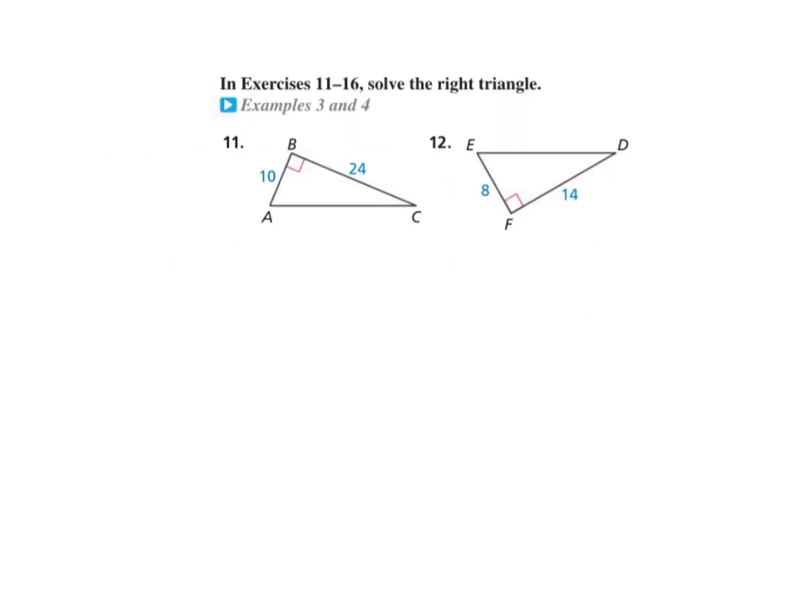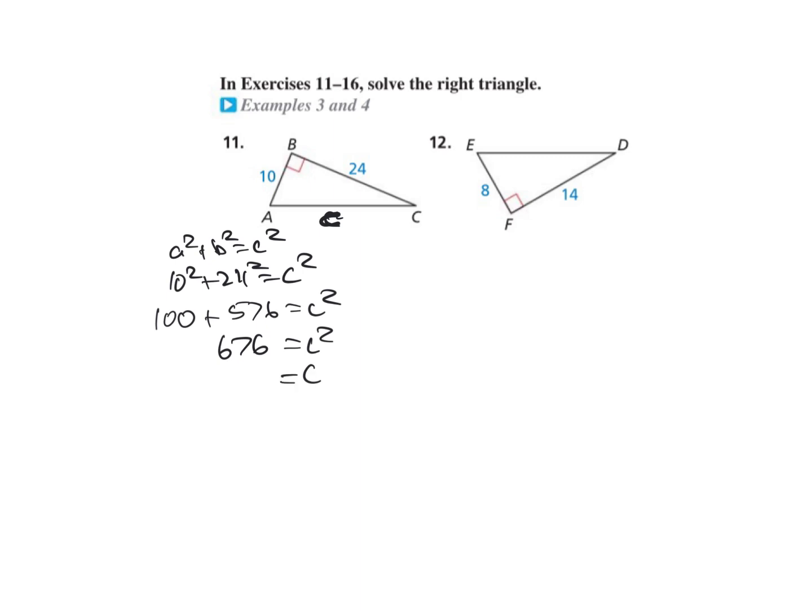Okay, now solve the right triangle. We need everything. They want absolutely everything. So we can use the Pythagorean theorem to get c. A squared plus b squared equals c squared. So 10 squared plus 24 squared equals c squared. 10 squared is 100, and 24 squared is 576. So 676 equals c squared. Take the square root of 676, and we get 26. So right off the bat, we have that.